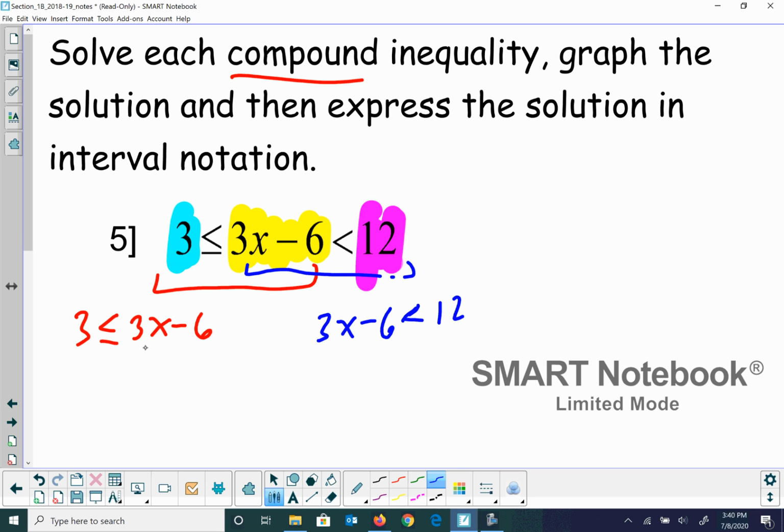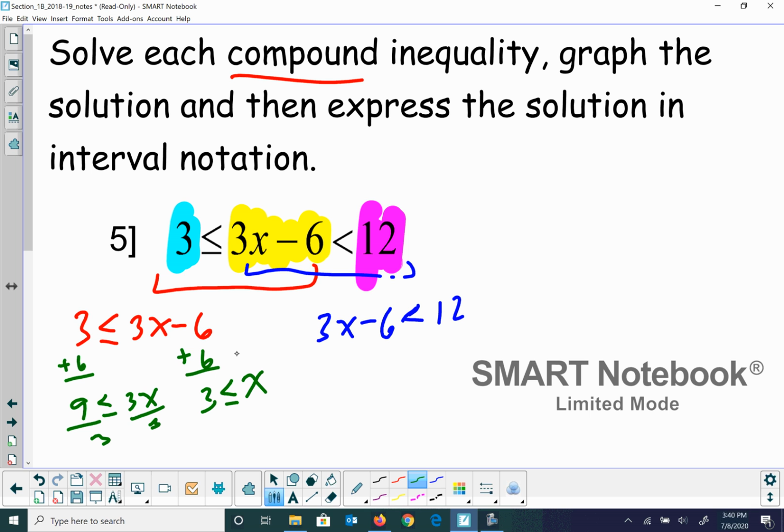So working out this first problem, I think I'd say let's add 6 to both sides. So I'm going to get 9 is less than or equal to 3x. Divide each side by 3. So 3 is less than or equal to x.